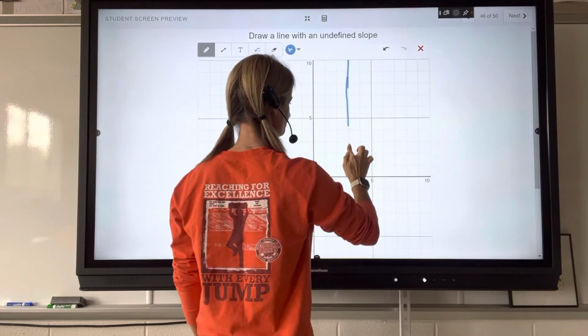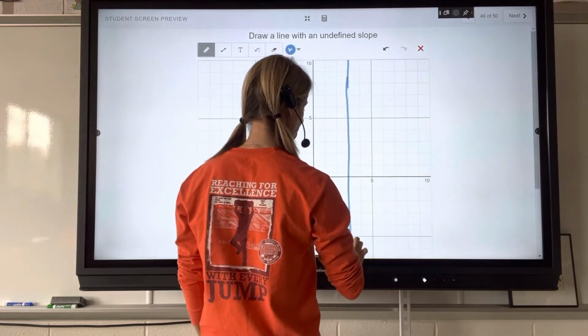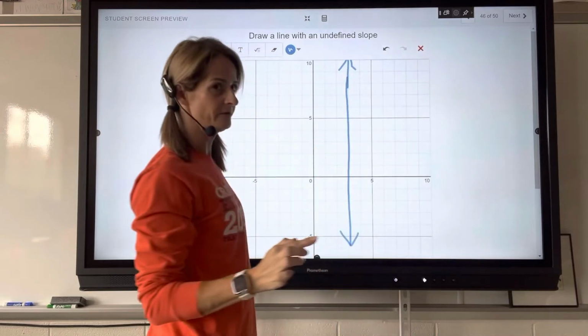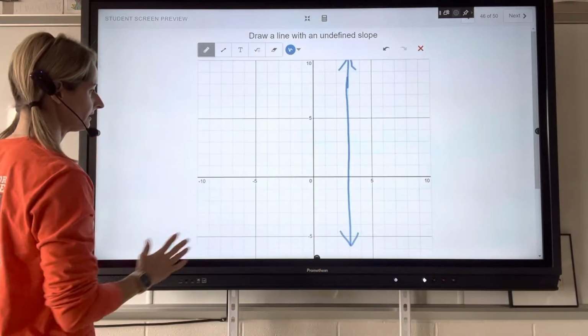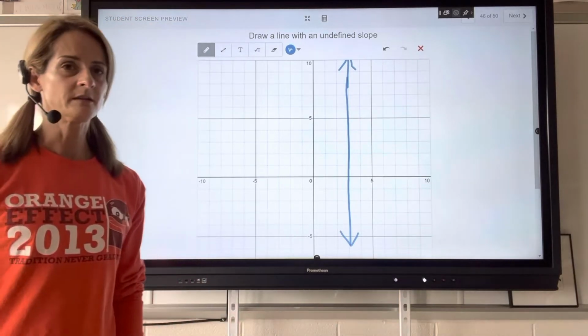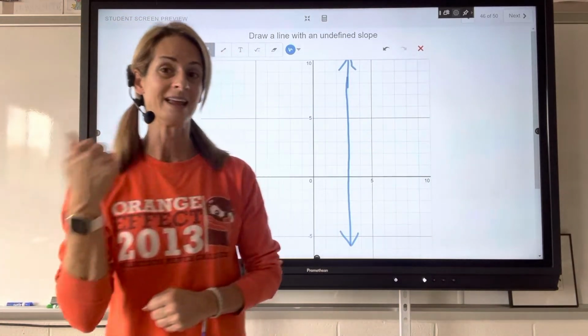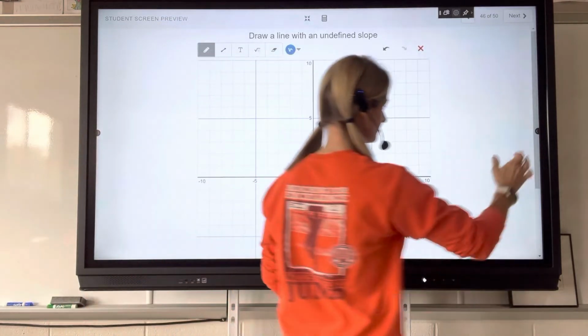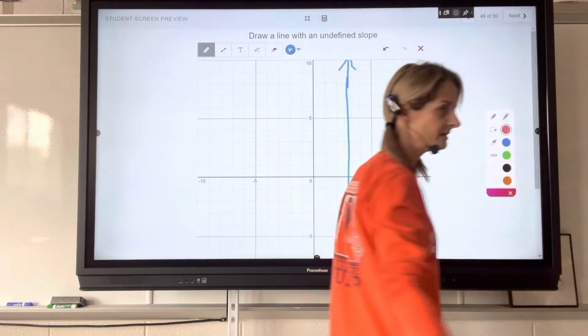Whenever you draw a line with an undefined slope, it's going to be vertical. It can be anywhere on our graph. Anywhere is vertical. The equation for this line, and a lot of people get confused whether it's an x equals or a y equals. The easiest way to remember that it's x equals is this. Are you ready?